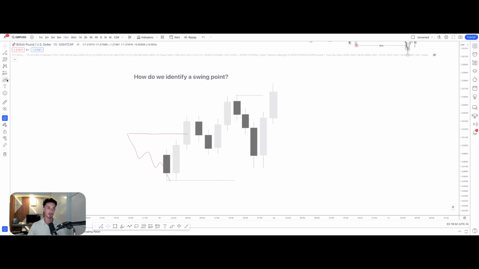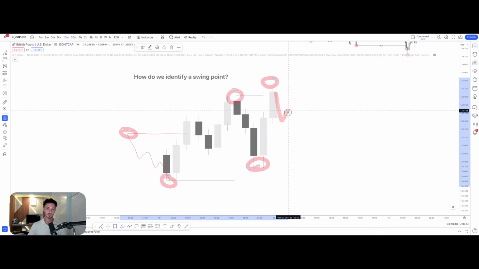And so we go from high to low to higher high, but then this isn't the pullback. So this becomes our new higher high. And then we go higher low and then higher high again, if we get 1, 2, 3.